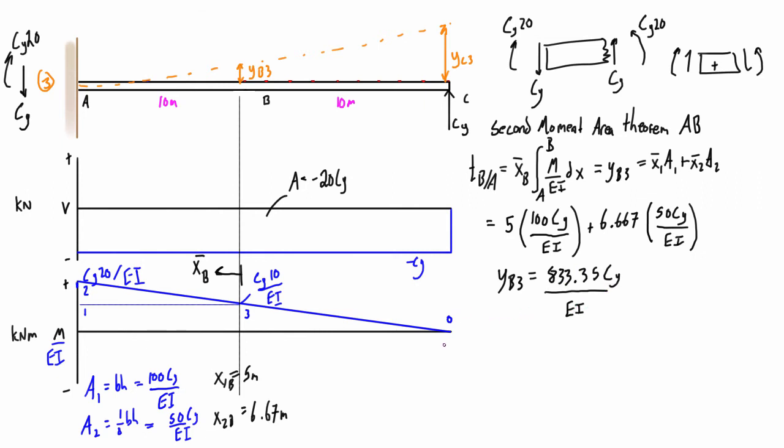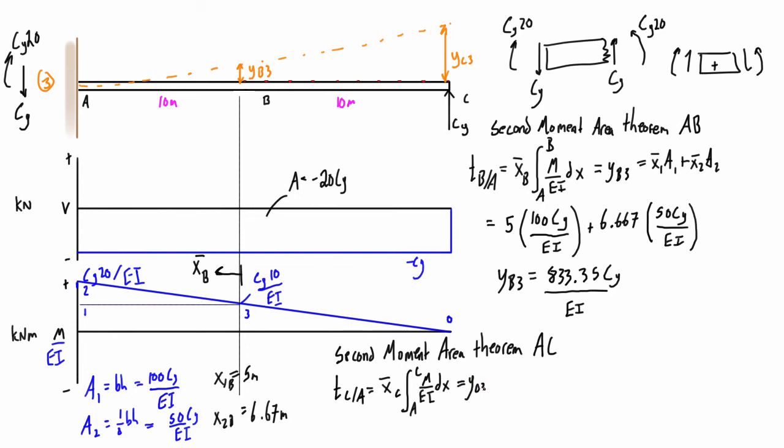And now let's do the exact same thing. We're going to do the second moment area theorem from sections A to C. And with the exact same logic, the tangential deviation, which is what this is kicking out, is equal to the deflection because the tangent at A is horizontal, and the tangent up here is the one that we're finding, and the tangential deviation is YC3. So we get that it's equal to YC3. We're going to need this area 3 in here. Area 3 is actually going to be the exact same triangle, or 1/2 base times height, if this is our height and our base is 10. So it's also equal to 50 CY over EI.